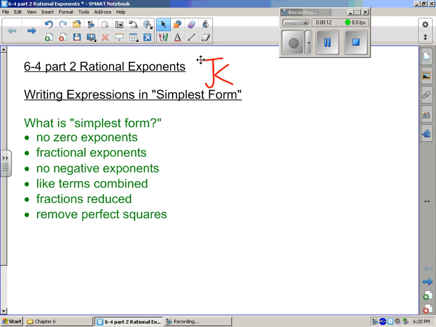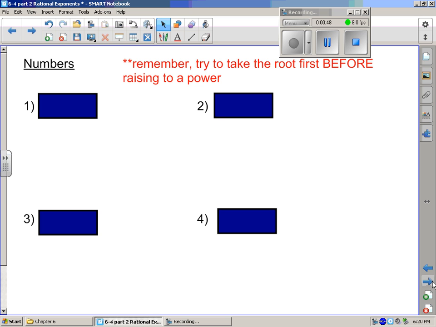Okay, when you have to write expressions in simplest form, this is what you have to do. Make sure there's no zero exponents because anything to zero is just a 1. Fractional exponents, no negative exponents. Like terms, make sure they're combined. Fractions must be reduced. And remove any perfect squares. For instance, square root of 12 could be square root of 4 times square root of 3, which is 2 root 3. Always check to see if there's something else that can be taken out.